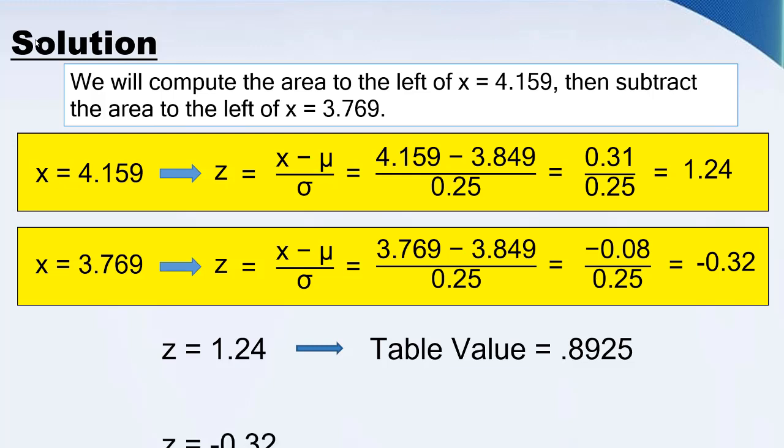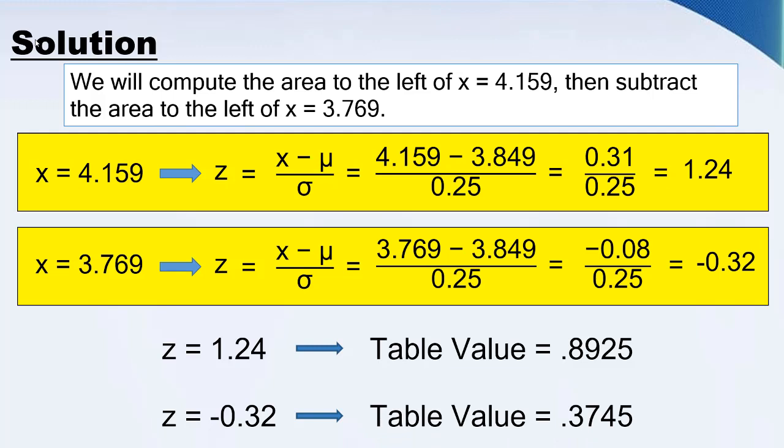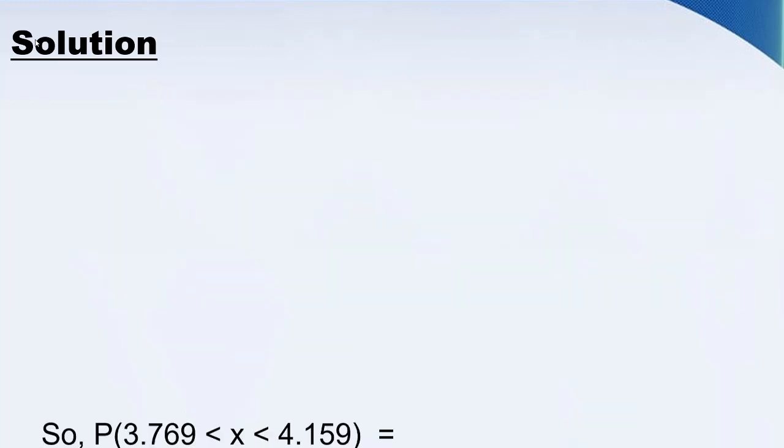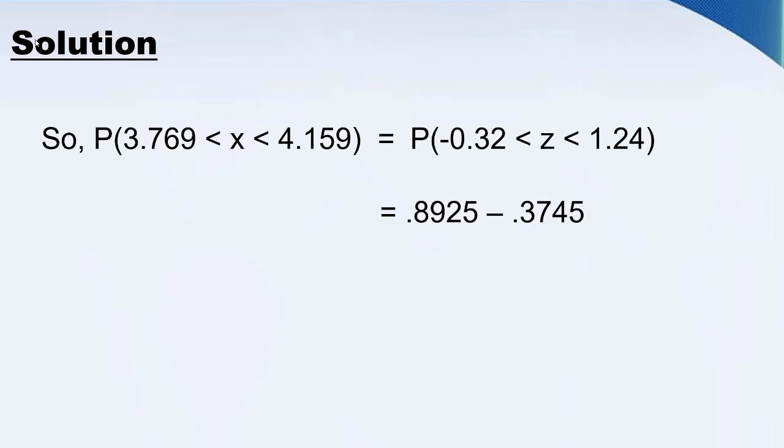So for the second one, which is the z-score of negative 0.32, we're going to look up the row for negative 0.3 and the column for 0.02. And that's going to give us a table value of 0.3745. Now we have to subtract those two values to find the area and therefore the probability. So we take the 0.8925 minus the 0.3745, and that gives us 0.5180. So the probability that x is between 3.769 and 4.159 is the same as the probability that z falls between negative 0.32 and 1.24, which is going to be 0.5180.